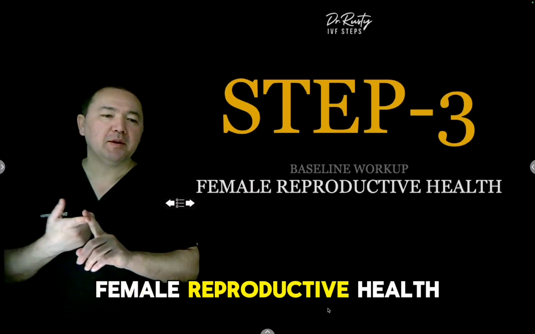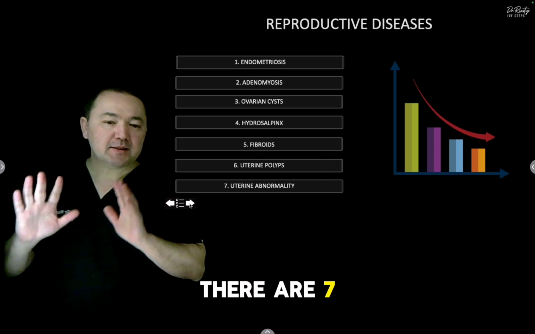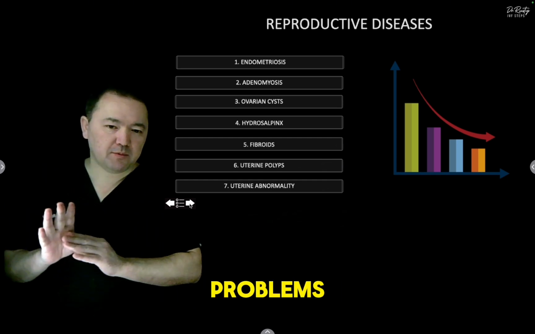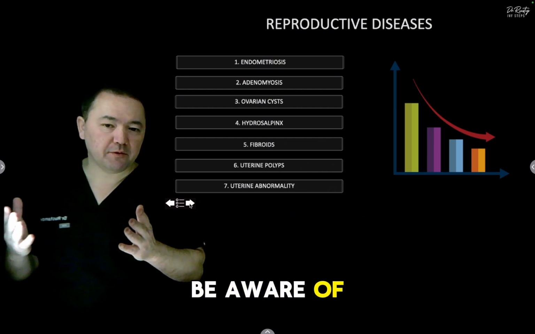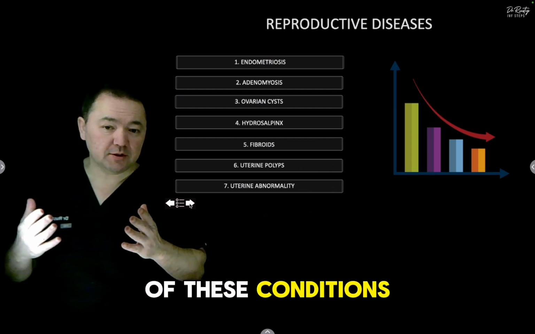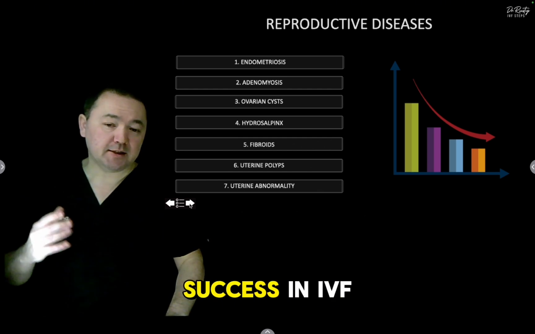Step 3. Female reproductive health. So there are 7 common reproductive health problems which may impact your IVF negatively. You need to be aware of them, and if you have any of these conditions, you need to have strategies to tackle them so that they won't reduce your chance of success in IVF.